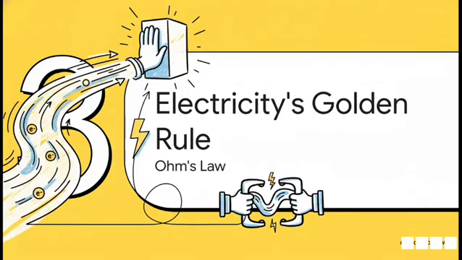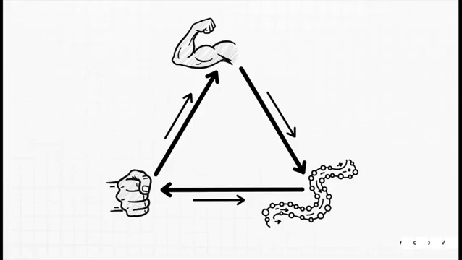Now here's where it gets really, really cool. These three things we've been talking about, the flow, the push, and the squeeze, they aren't random. They're all connected by one beautifully simple rule. Back in the 1800s, this German physicist, Georg Ohm, he figured it all out, and his discovery, this simple relationship, became the absolute cornerstone of how we understand and build electrical circuits today.